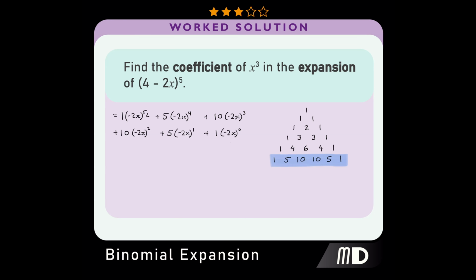For the second term, a positive 4, we do the same but in ascending powers from 0. So 4 to the power of 0, then to the power of 1, 2, 3, 4, and 5. Before simplifying this, it's essential to remember that non-zero numbers raised to the power of 0 are equal to 1.